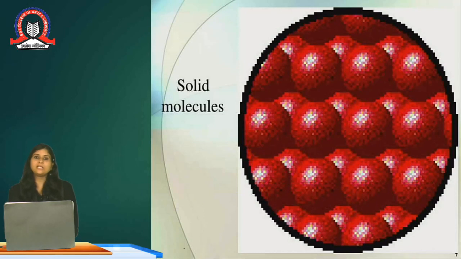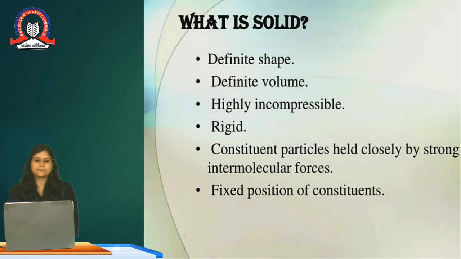Now, when we come to solid molecules, we all know solid is hard matter. It means atoms are very compactly arranged in the solid. There is the least spacing, or we can say there is no spacing between the atoms of the molecules. Now, what is solid? We can know more about solids on the basis of some characteristics and properties.